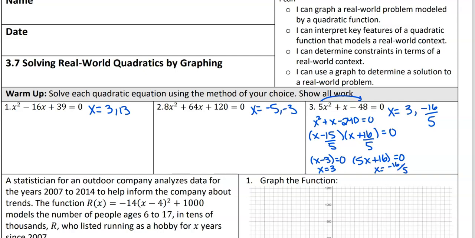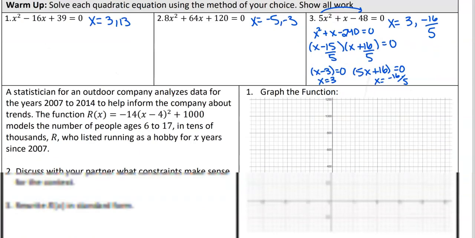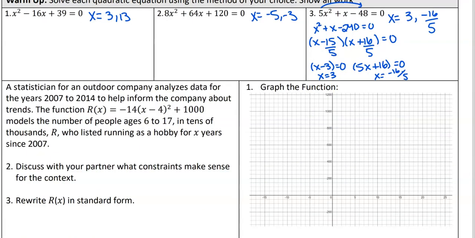Today, we're going to solve them by graphing. Okay. A statistician for an outdoor company analyzes data for the years 2007 to 2014 to help inform the company about trends. The function r of x equals -14 times (x minus 4) squared plus 1,000 models the number of people ages 6 to 17 in tens of thousands, which is r, who listed running as a hobby for x years since 2007. So how many, and then how many years.